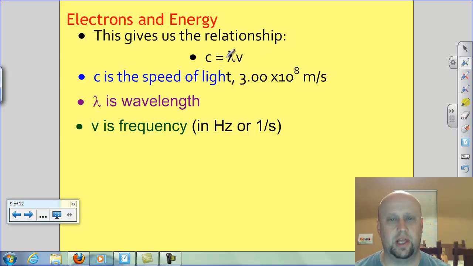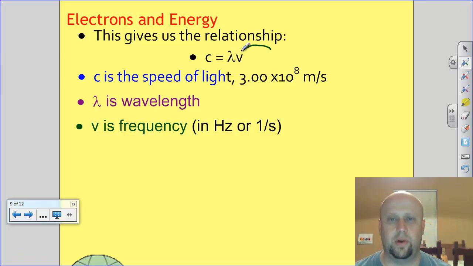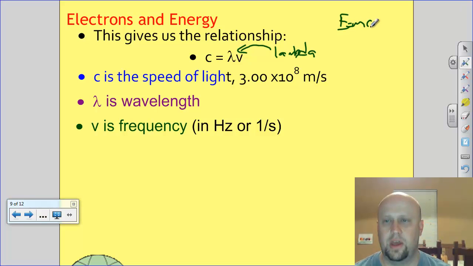This weird looking letter here is called a lambda. If you're wondering how that's spelled, it's a Greek letter, and it's spelled, oh, I messed it up, L-A-M-B-D-A, lambda. And so c equals lambda nu. c is the speed of light. If you remember Einstein's equation that we see written up all the time, E equals mc squared, it's the same c as in that equation. c is the speed of light.